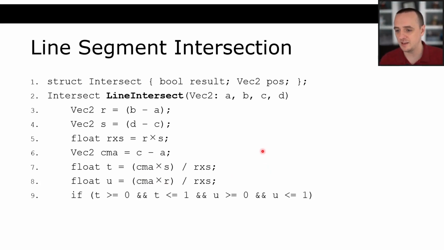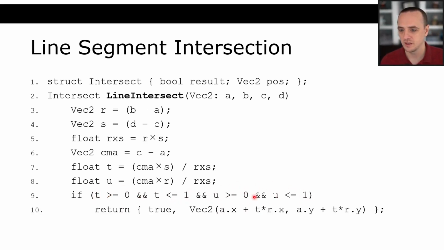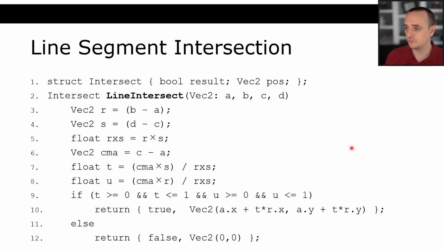Then all we have to say is, okay, if T is between 0 and 1, and U is between 0 and 1, then I'm going to return true, meaning that we have an intersection, right? And the point of that intersection is, well, here's the X value and here's the Y value. That's it. We've already talked about how you do that. And if this is not true, else we return false and we don't really care what this position is because there's no intersection. Okay? So there you go.